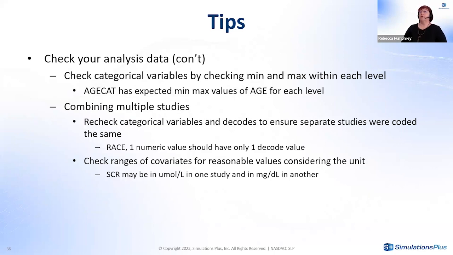You can also check covariates. You can check categorical values by looking at a summary of the min-max of that value by the categorical variable. When you're combining multiple studies, as Mitali mentioned, units may be mixed from one study to another. And if you just look at some summaries across the studies of those variables, differences can be easily identified.